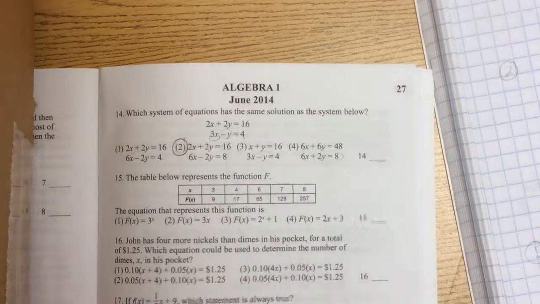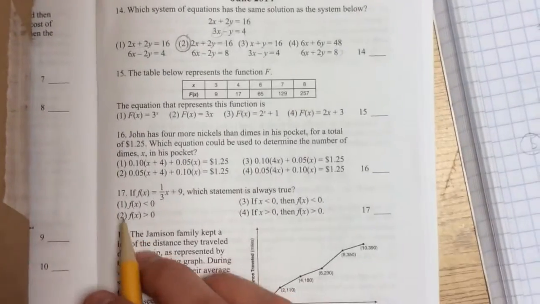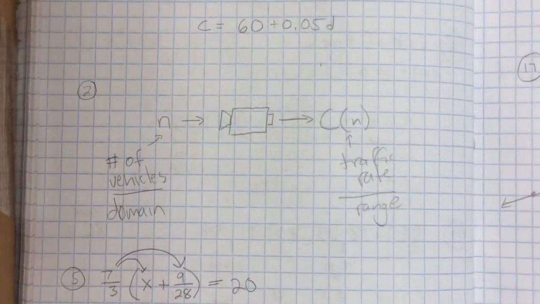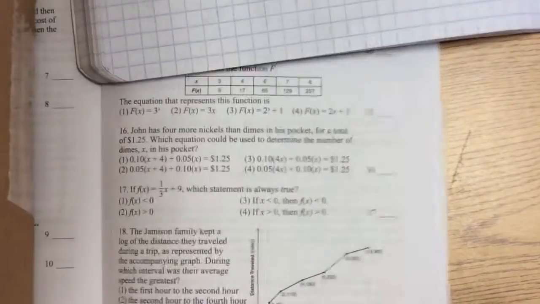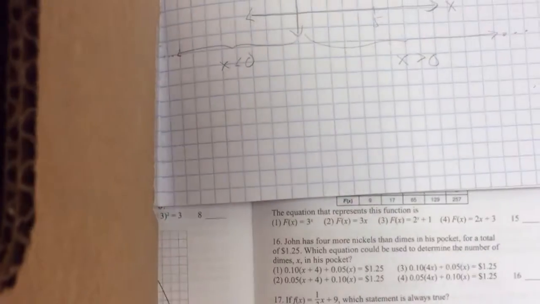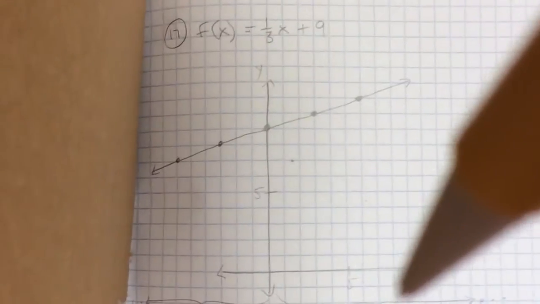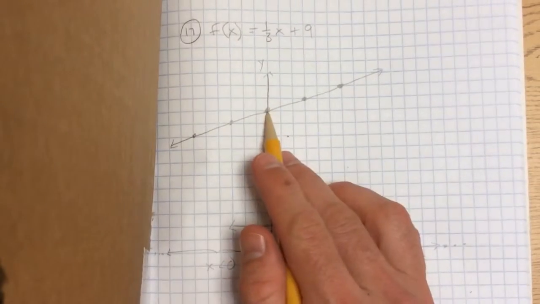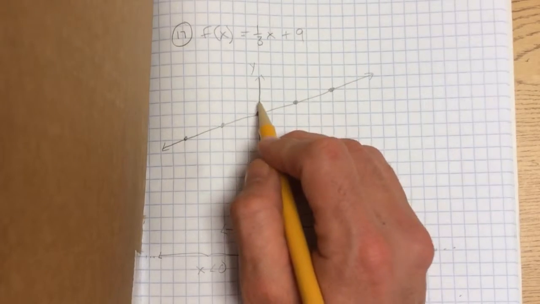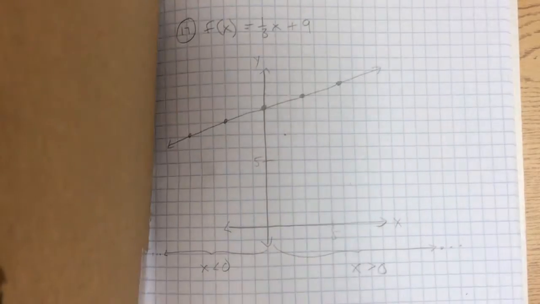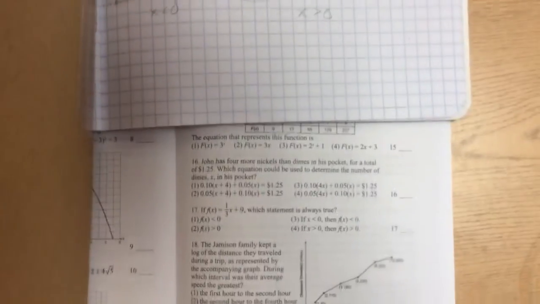Number 17 says if f of x is 1/3 x plus 9, which statement's always true? So let's see if I can squeeze these both in here. So, first I graphed it. So here's f of x is equal to 1/3 x plus 9, has a y-intercept of 9, and it's going up 1/3, up 1/3. So there's the graph. So the first one says, which of the statements is always true?